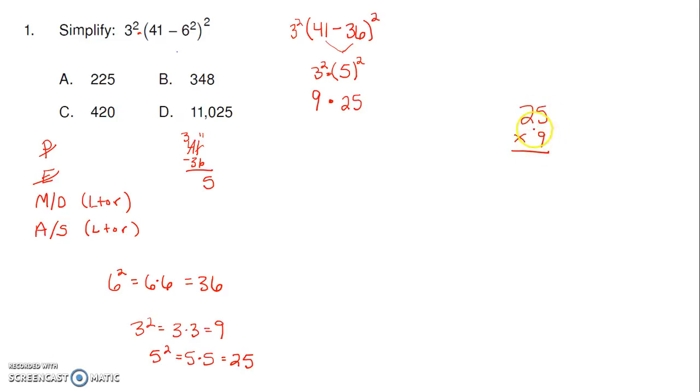All right, so scrap work: 25 times 9. 9 times 5 is 45. Put down a 5, carry a 4. 9 times 2 is 18, and 4 more is 22, so that's 225. So that would be 225.